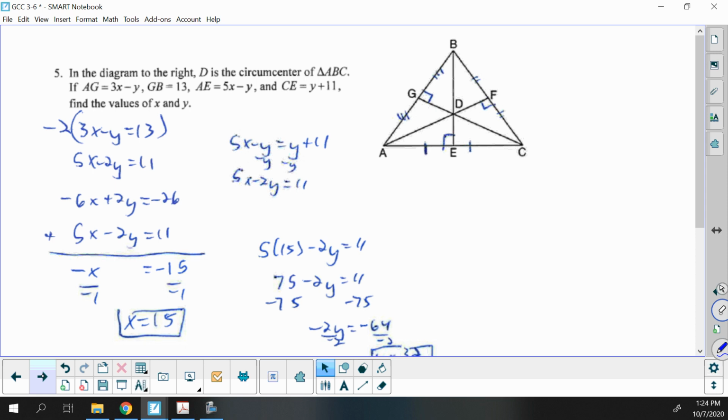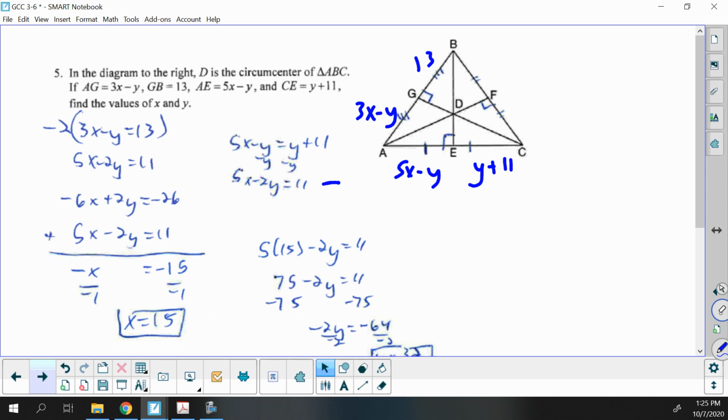So we had AG as 3x minus y. Then we had GB as 13. We have AE as 5x minus y. And CE is y plus 11. Well, the 1 markers, set them equal to each other. That's the equation on the right. The 3 markers, set them equal to each other. That's the 3x minus y equals 13.